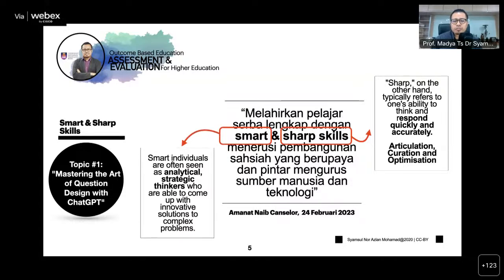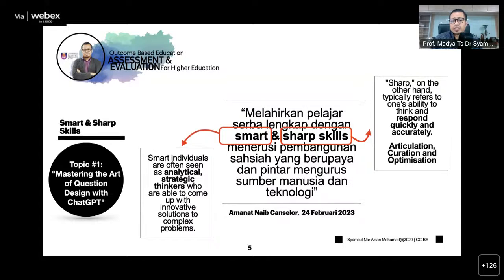So meaning that when the student gets one answer, one question, or a set of problems, they are able to respond quickly and accurately. And there are a lot of skill sets that we can explore, but for this session, I just want to bring only three skill sets, meaning articulation, curation, and optimization, which might relate to the use of ChatGPT.